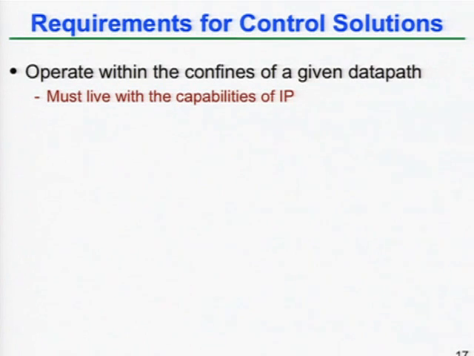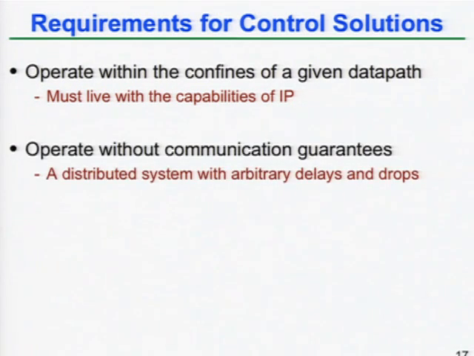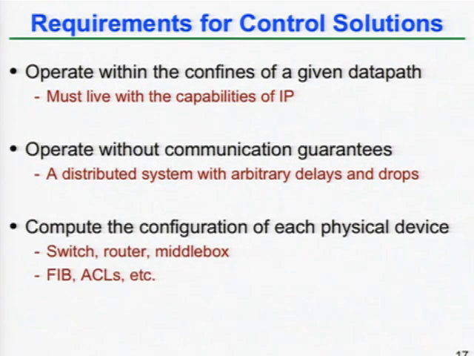One is, they have to operate within the confines of a given data path. You're handed IP or MPLS or whatever your data path is, but you're given a data path, and you've got to live with whatever it can and cannot do. Second, you have to live without communication guarantees. So you've got a general distributed system, arbitrary delays, arbitrary drops. That's yours to deal with. And lastly, your solution has to compute the configuration of every single physical device in the network, whether it's ACLs or FIBs, or whatever it is, that's what you've got to end up computing. So you've got to operate within the constraints of a data path, deal without communication guarantees, and provide a detailed configuration for every device.